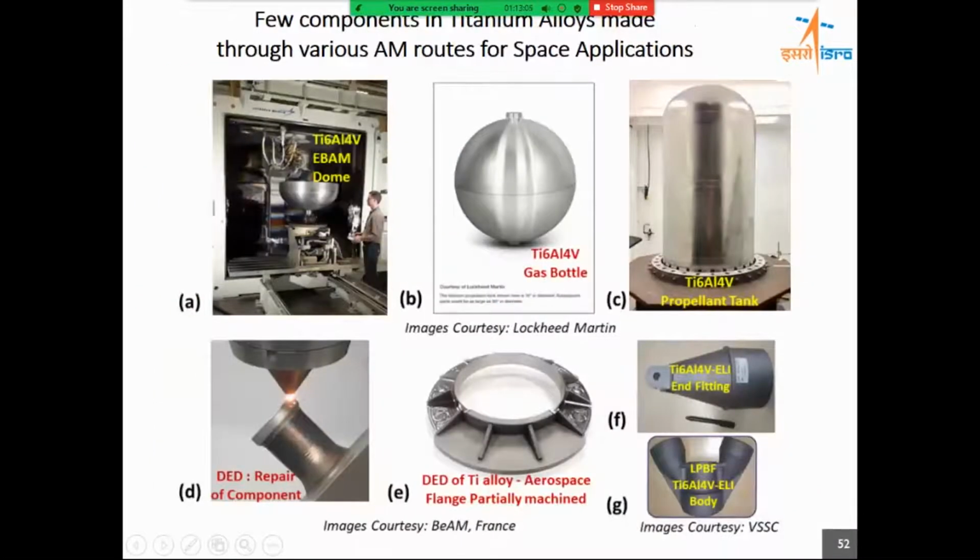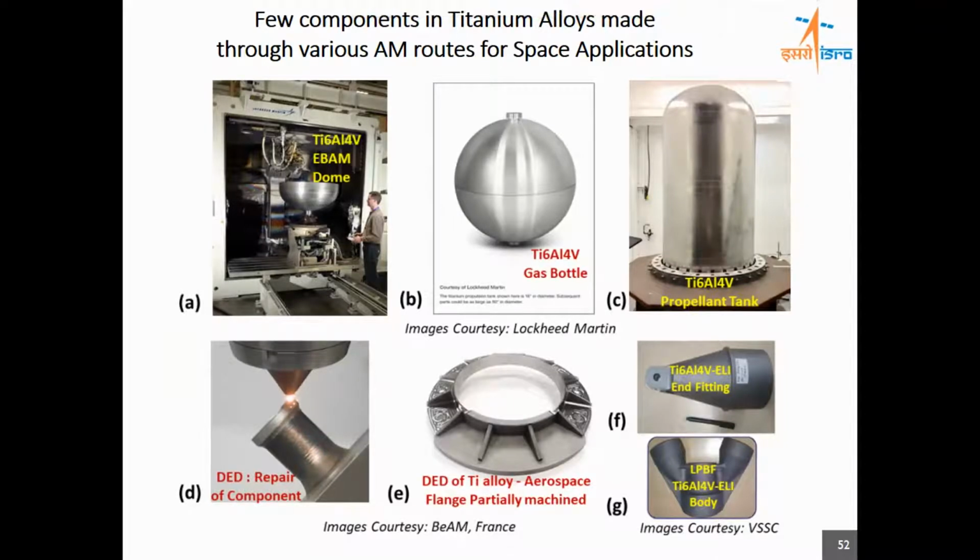And again, as I mentioned, most of these upper stages of launch vehicles make use of titanium alloys. Many of these titanium alloys are very expensive to make through conventional manufacturing routes. So these are ideal components for manufacturing through 3D printing routes, so that there is tremendous material savings and also schedule advantage.